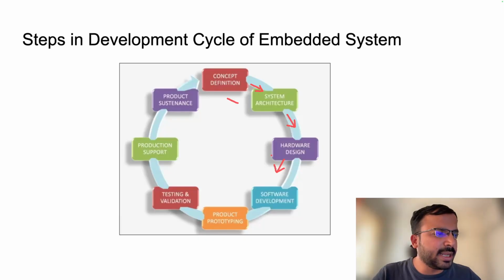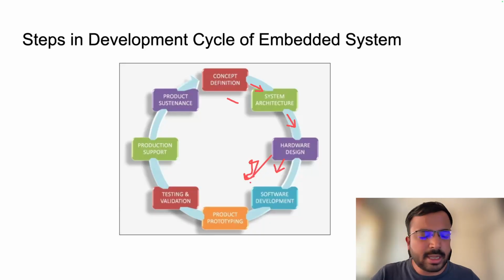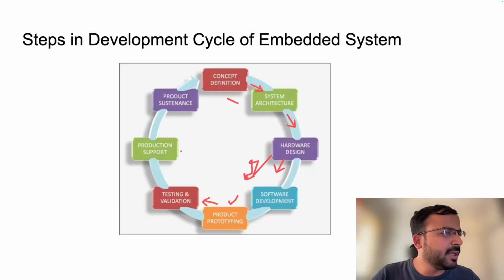And of course there will be testing on this hardware design before the product prototype is ready. Then post silicon, or post the product being ready, there will again be testing and validation. And ultimately it will go to the consumer. And of course there should be support, and this product should sustain over a long time, it should be reliable. So these are the basic steps involved in the development cycle of any embedded system. Thank you.